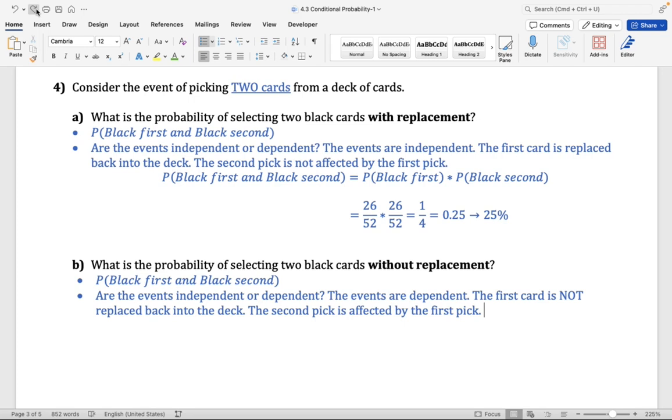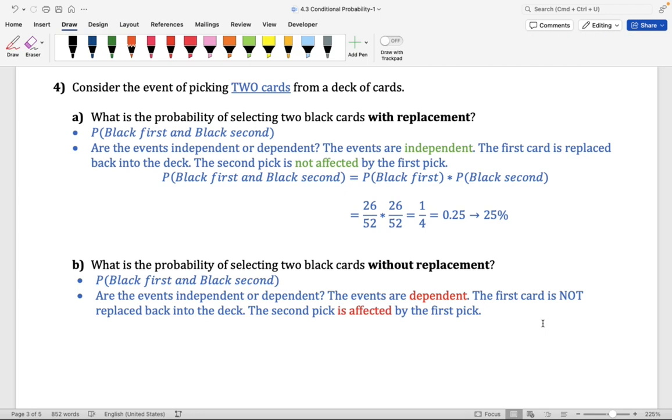Now, let me go back to part A just to emphasize what we're seeing. We're seeing that in part A, the events don't affect each other. That means they're independent. And so let's make sure that we make that connection. If events are independent, they do not affect each other. Now, if the events are dependent, the events do affect each other. In this case, the second pick is being affected by the first pick.